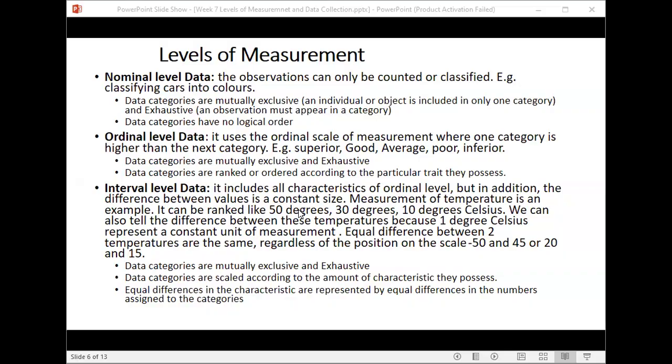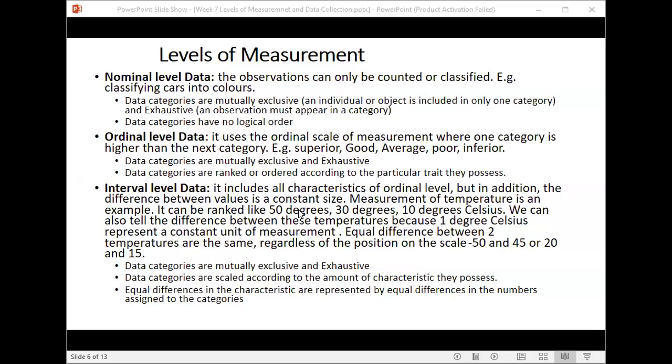So equal differences between two temperatures are the same. Between 10 degrees and 30 degrees, the difference is 20 degrees Celsius. Between 30 degrees and 50 degrees, the difference is 20 degrees Celsius. And these two 20 degrees Celsius are all the same, because 20 degrees is not different from another 20 degrees, all because a degree measures the same or constant units of measurement.